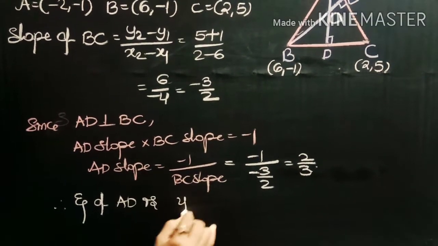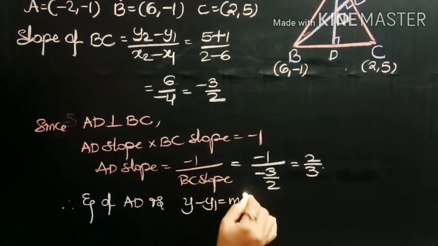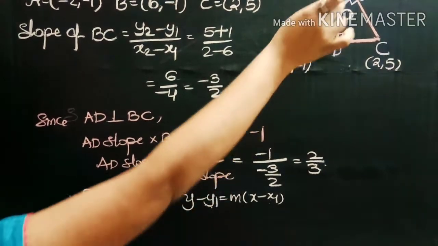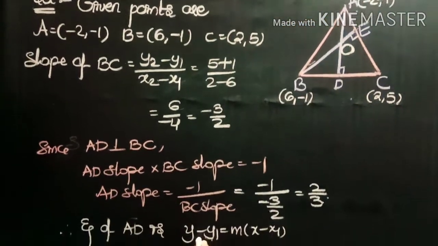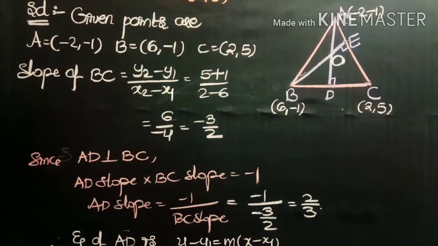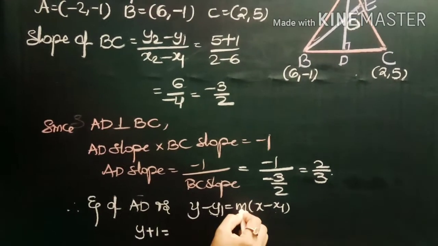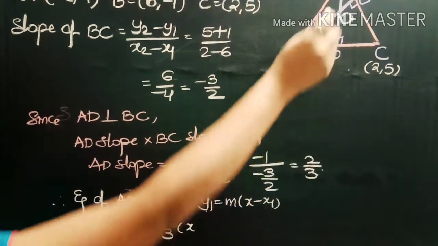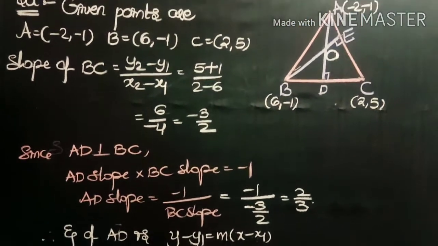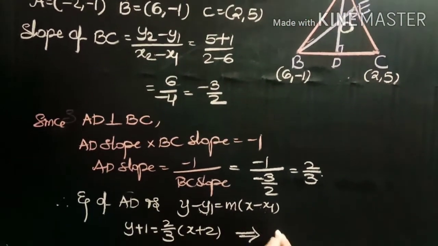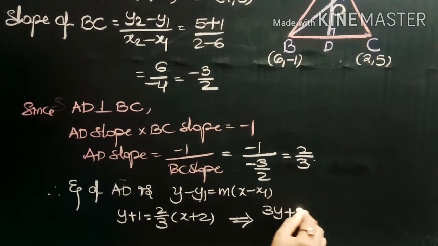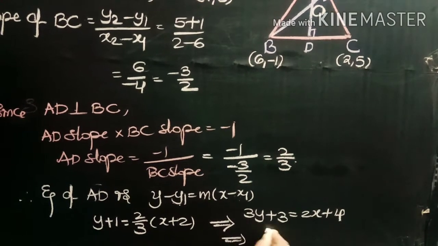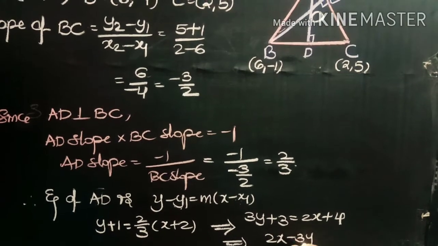the formula is y minus y1 is equal to m into x minus x1. We are finding the equation of AD, that is, we take the point A as x1 y1. That is x1 y1 is equal to -2, -1. Y plus 1 is equal to the slope of AD, 2 by 3, into x minus x1. Here x1 is equal to -2, minus of minus is plus 2. Now by taking the cross product, we get 3y plus 3 is equal to 2x plus 4. Therefore, equation of AD is 2x minus 3y plus 1 equal to 0.